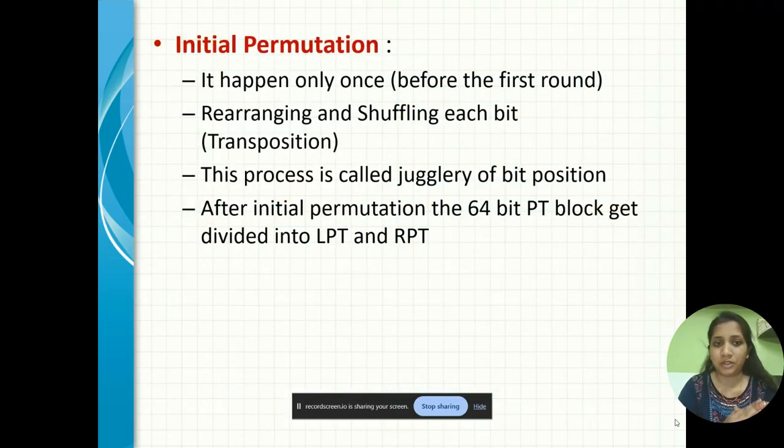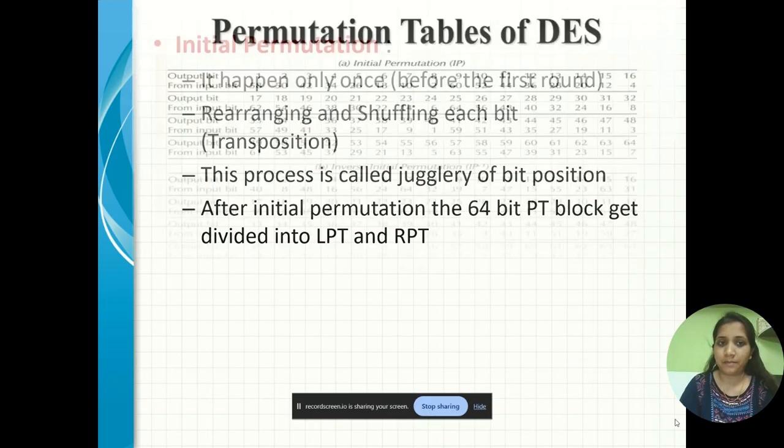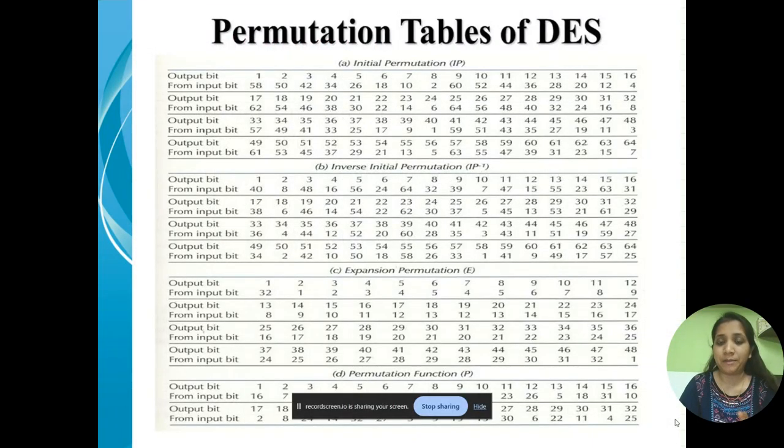So, initial permutation happens only once, before the first round, rearranging and shuffling each bit, that is called transposition. This process is called jugglery of bit positions. After initial permutation, the 64-bit PT block, that is plain text block, gets divided into left plain text and right plain text. So here are the permutation tables of DES, that is the initial permutation table, inverse initial permutation table, expansion permutation table, and the last one is the permutation function table.